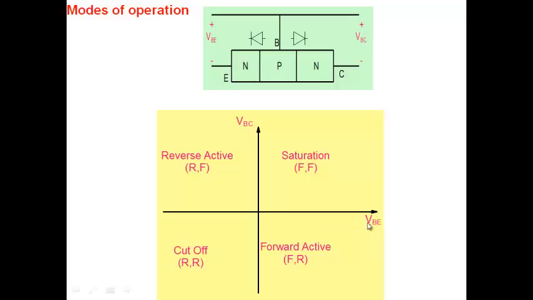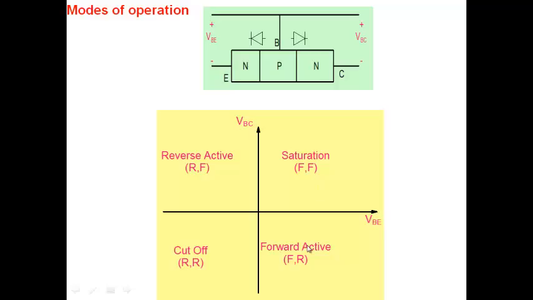If we draw the base-emitter voltage along the x-axis and the base-collector voltage along the y-axis, in the first quadrant both the base-emitter voltage and the base-collector voltage are positive. Positive means the base is positive with respect to the other terminal. So the base-emitter junction is forward biased, and if VBC is positive, the base-collector junction is also forward biased. When both junctions are forward biased, we call that the saturation mode. So forward and forward.